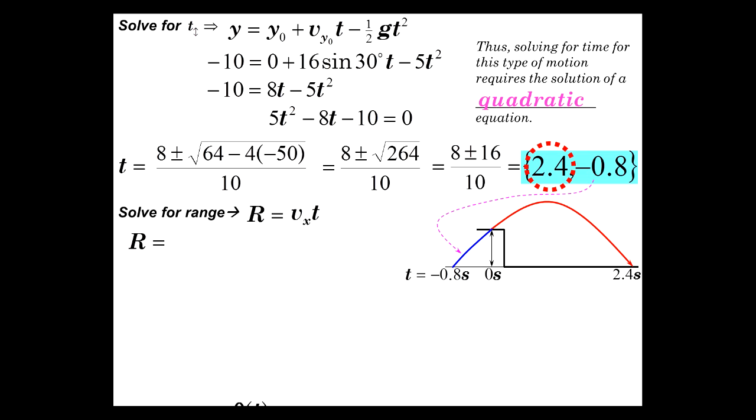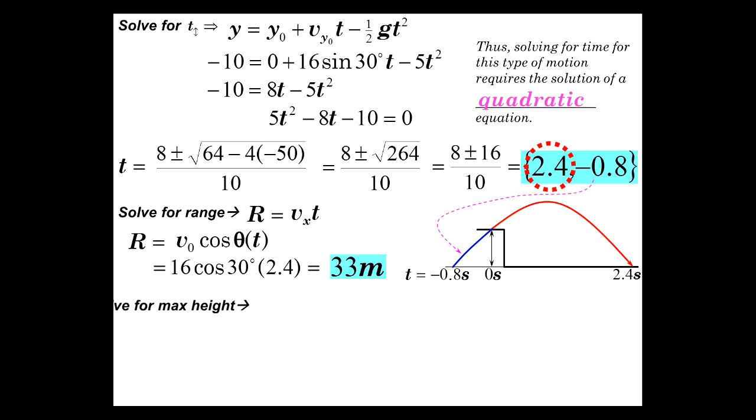Now let's solve for the range. Vx t, V0 cosine of theta t, which is 16 cosine of 30 times now our understood flight time of 2.4, and that gives us 33 meters. Let's get the maximum height. Again, at the maximum height, Vy is equal to 0. So let's go ahead and use that, and to get us the time, this expression will give us the time, recognizing that this is 0 at the top. So the time to get to the top of the flight will emerge from that.